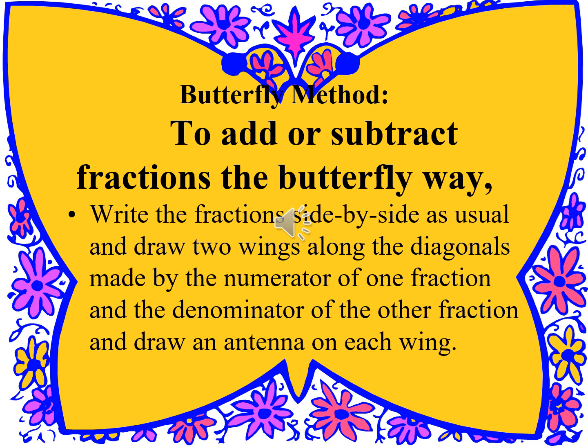Now, based on these steps, we need to write the two fractions side by side. And after writing the fractions, we are now ready to create the two wings. And these two wings are drawn through the diagonal made by the numerator of one fraction and the denominator of the other fraction, or the other way around.